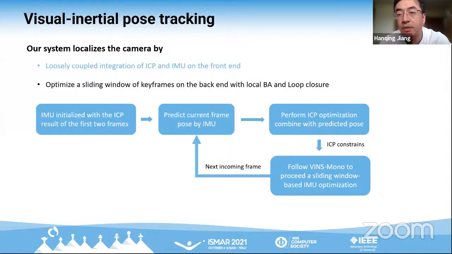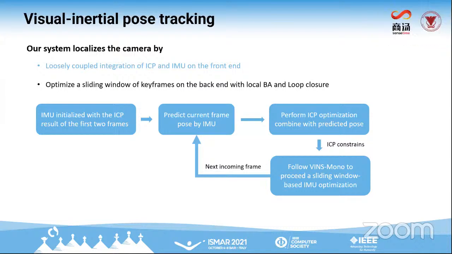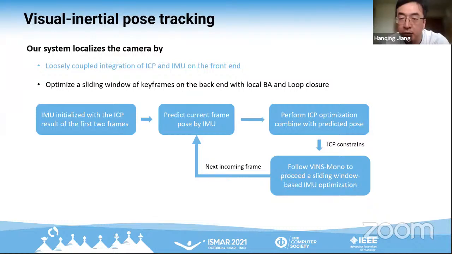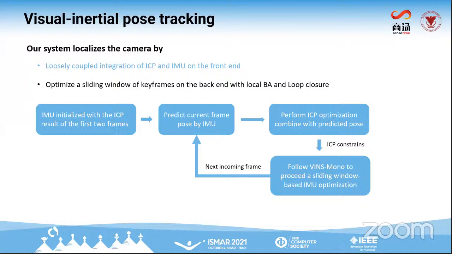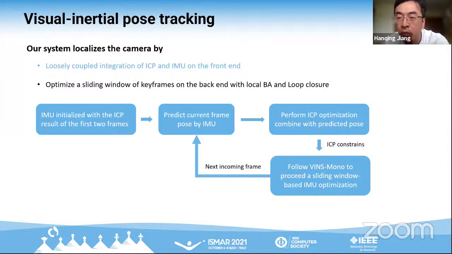In the real-time scanning process, our system localizes the camera pose by loosely coupled integration of ICP and IMU in a real-time tracking thread on the front end, which predicts a pure pose by IMU estimation and integrates it into ICP tracking. Meanwhile, we optimize our sliding window of keyframes in a local mapping thread and perform loop closing in another thread on the backend for further optimization of the tracked poses.